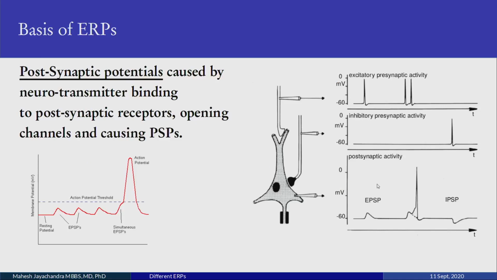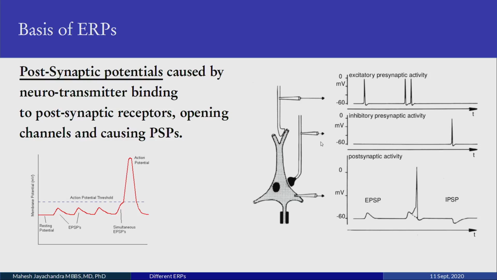So again, to refresh your mind, how do ERPs occur? Postsynaptic potentials caused by neurotransmitter binding to postsynaptic receptors opens channels and causes postsynaptic potential. So if you see over here, you have the resting membrane potential, and then you have an excitatory postsynaptic potential, another one here, and then they come simultaneously and they reach threshold, and you have an action potential. So these cause the EEG. This is not recorded by scalp electrodes.